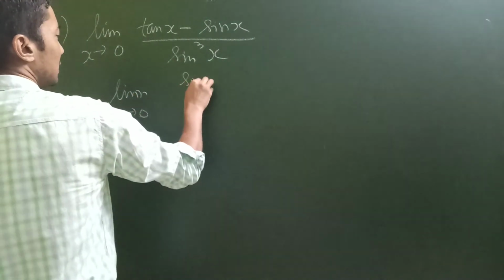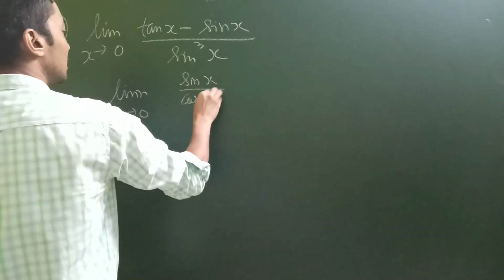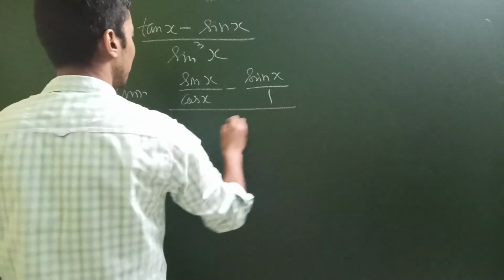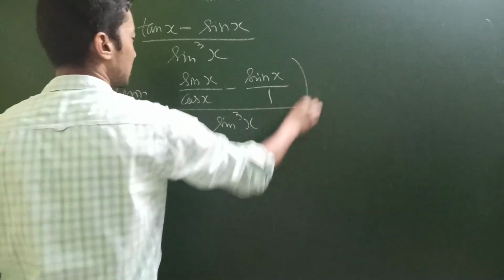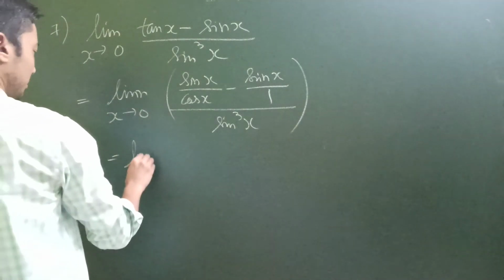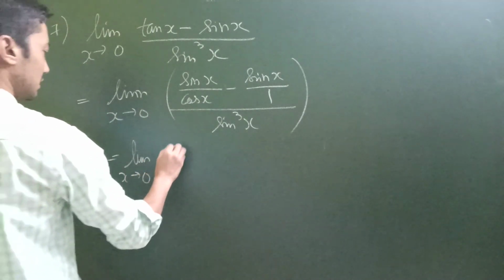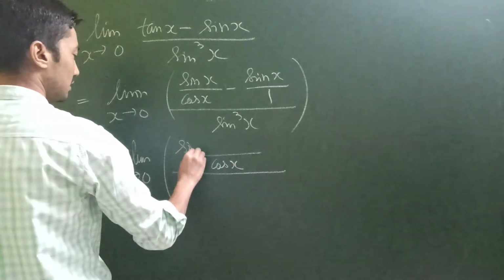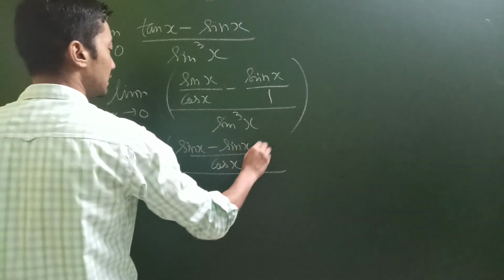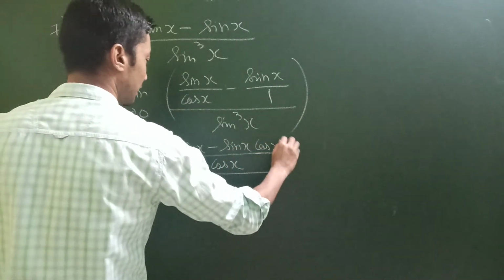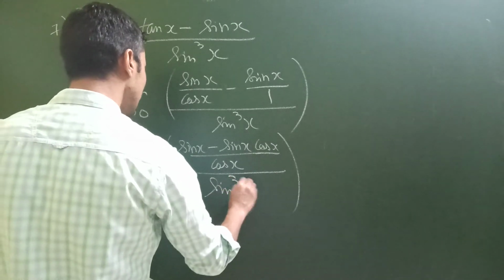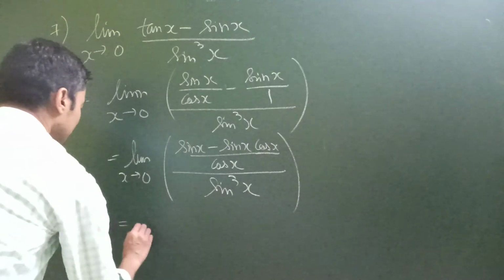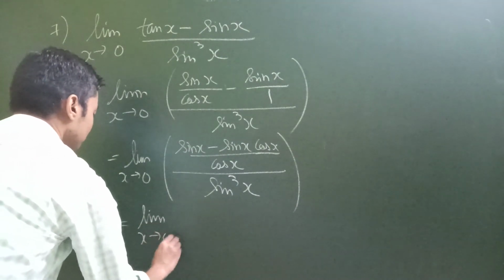Tan x, see all this will come to you definitely with practice, okay? Sin x by cos x minus sin x upon, let it be as it is, sin cube x. So that's going to be limiting value, x tends to 0, taking out the LCM cos x. So I have sin x minus sin x cos x upon cos x sin cube x. So that's going to be limit x tends to 0.